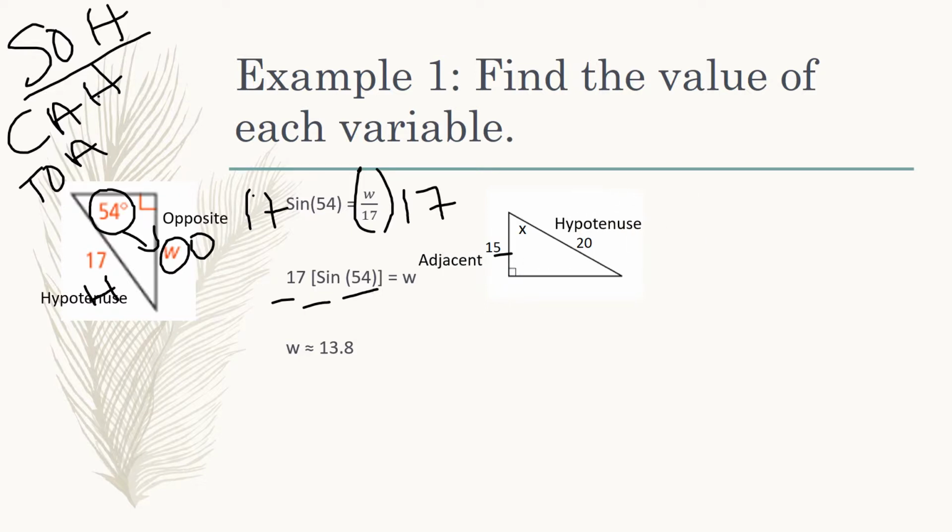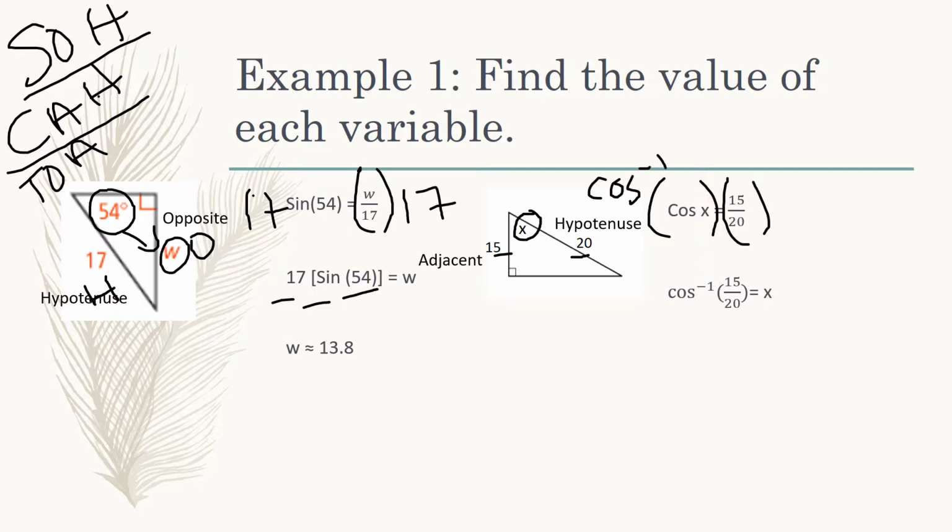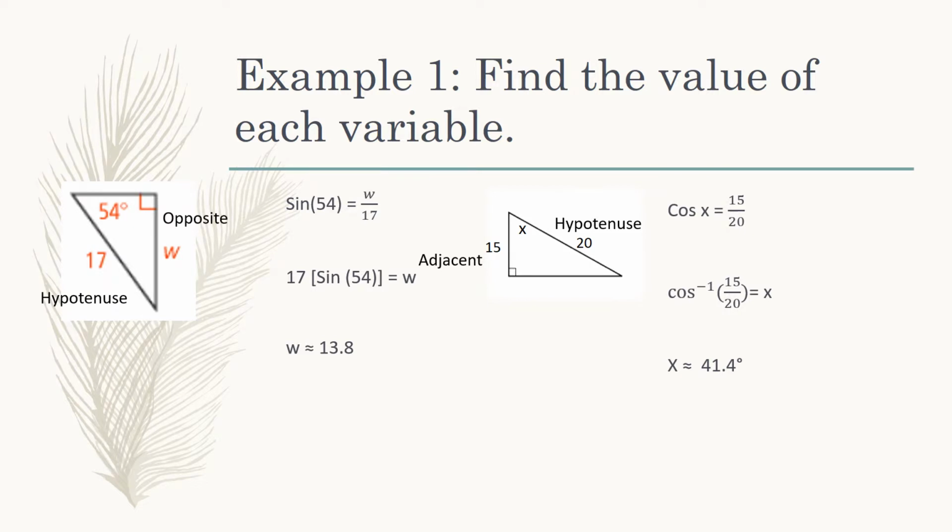The second one, we're going to do the same thing. We have the adjacent and the hypotenuse, because here's our angle. So we're going to use cosine. So the cosine of x is equal to the adjacent side over the hypotenuse, so 15 over 20. To get rid of cosine, we're going to do the inverse cosine because they're opposite operations. And then we get, in a calculator, usually this is the second button, the cosine of negative 1, and we get 41.4. Now if you don't remember this from geometry, there will be some remedial videos that you can look at that go through trig functions in a little more depth.